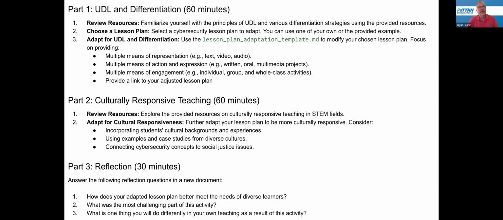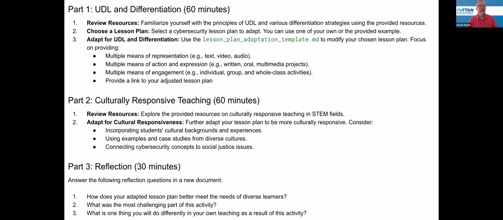Adapt for UDL differentiation, so you're going to take that lesson plan and modify it and focus on providing multiple means of representation, multiple means of expression, multiple means of engagement, and provide a link to the adjusted lesson plan. Okay. And then you're going to look at culturally responsive teaching, and all this is in the module packet for Part D that you will submit. Okay. So explore the provided resources.